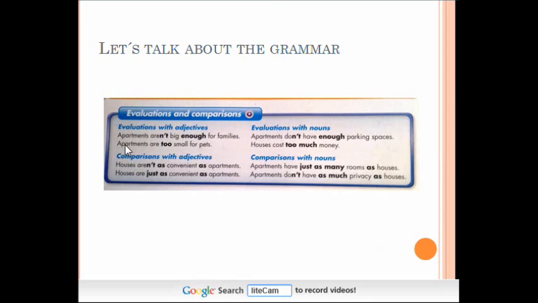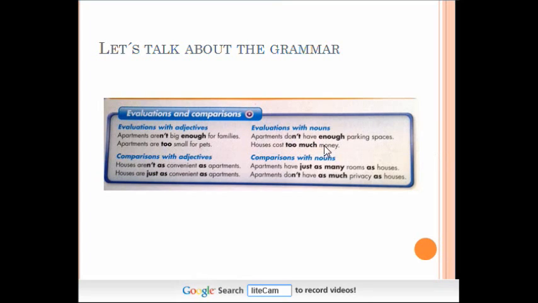Okay, so let's talk about grammar. Here we have apartments aren't big enough for families, remember, sufficient. And here we have the verb to be. And here we have another with adjective, evaluation. Apartments are too small for pets. Remember, this too is negative, okay? Something negative.